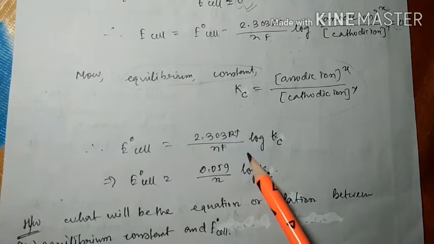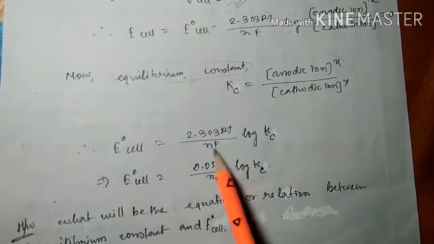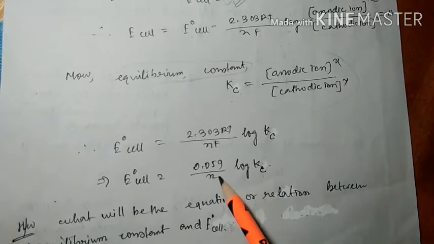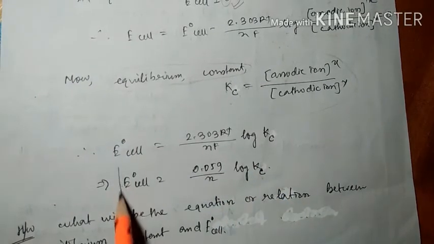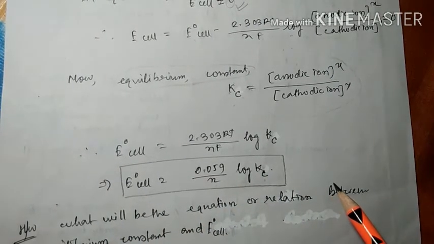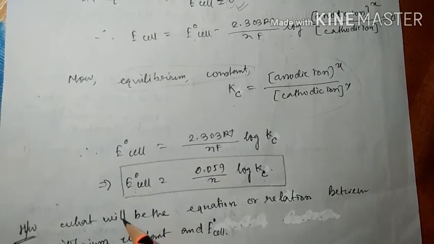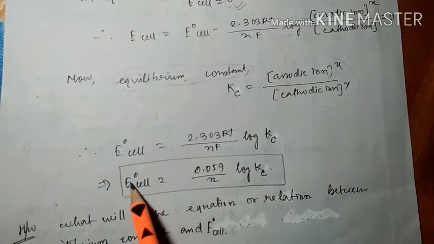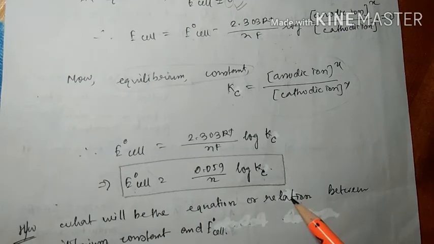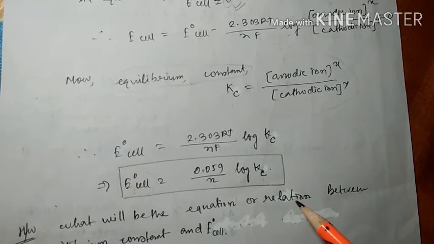Okay, 0.059 comes from the calculation of 2.303 into R. R means gas constant, 8.314. T is the temperature, that means 25 degrees centigrade, 298 Kelvin, and F is the Faraday's constant, and you will get 0.059. Okay, and n is the number of electrons transferring. This is the relation between the equilibrium constant and the Nernst equation. Remember this one. Here only the standard EMF is considered, not the normal EMF. Only the standard EMF we can calculate from this formula, because the E cell, that means the EMF of the cell, is 0 since it is in equilibrium.